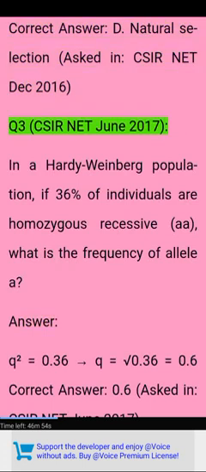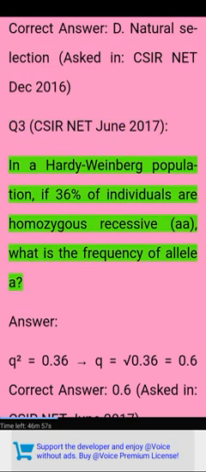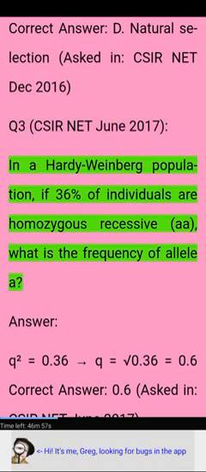Q3, CSIR NET June 2017. In a Hardy-Weinberg population, if 36% of individuals are homozygous recessive, what is the frequency of allele A? Answer.